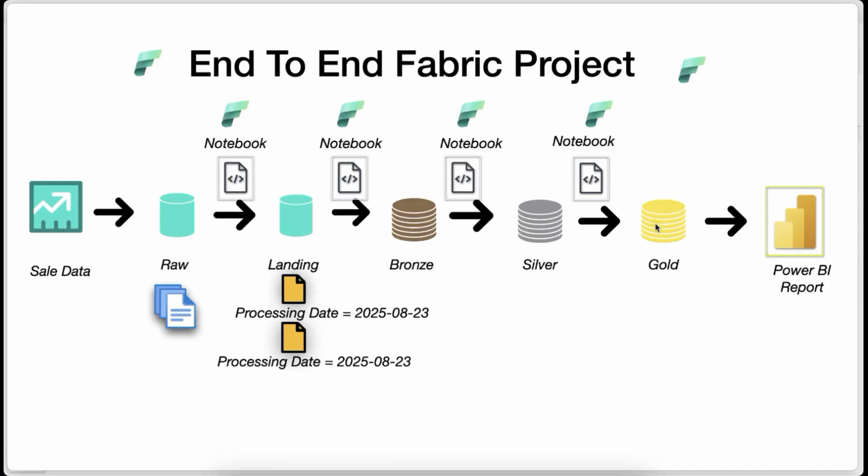At each stage, we will orchestrate the process with a pipeline, ensure the transformation and manage parameters so that the entire solution is not just working but also automated and scalable. By the end of this project, you will see how data travels from raw files all the way to an insightful dashboard powered by Microsoft Fabric and Medallion architecture. So let's begin by looking at the end-to-end project architecture that we are going to build.